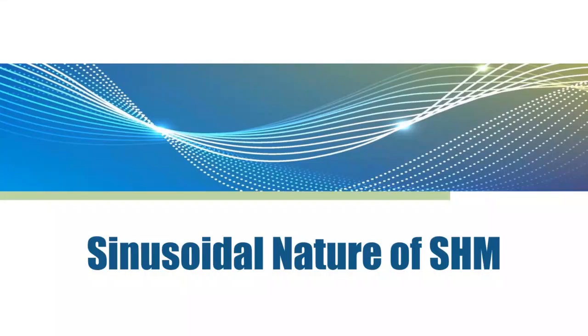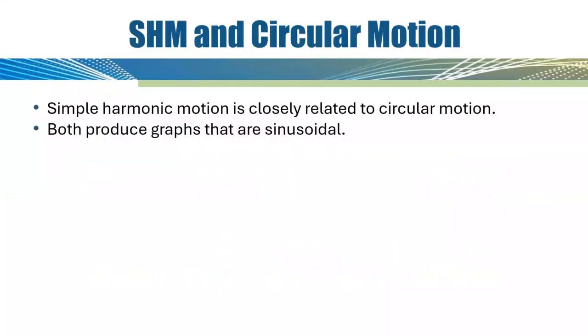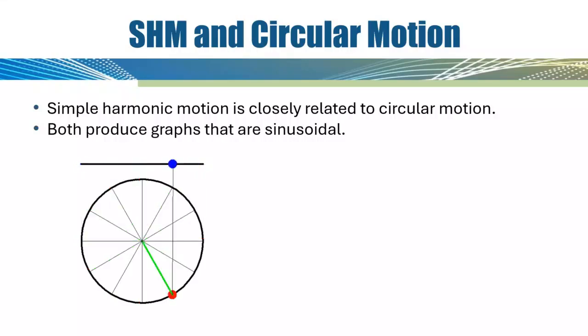In this video, we're going to go a little bit deeper into the sinusoidal nature of simple harmonic motion. Simple harmonic motion is closely related to circular motion. For example, if you glued a small ball to a turntable and looked at the shadow of the ball's motion projected on a screen, the ball's shadow, which is shown in blue, would be in simple harmonic motion.